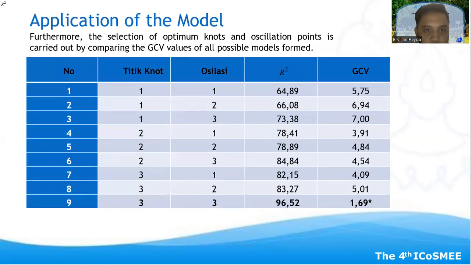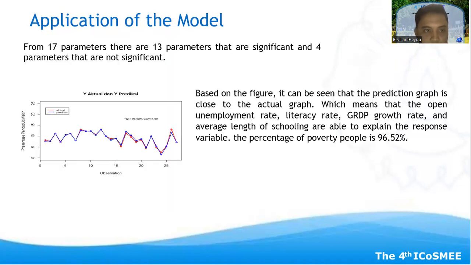Furthermore, the selection of optimum knots and oscillation points is carried out by comparing the GCV values of all possible models. The best model is obtained when using 3 knots and 3 oscillation parameters, with the smallest GCV value of 1.69, with an R square of 96.52%. From 17 parameters, there are 13 parameters that are significant and 4 parameters that are not significant.